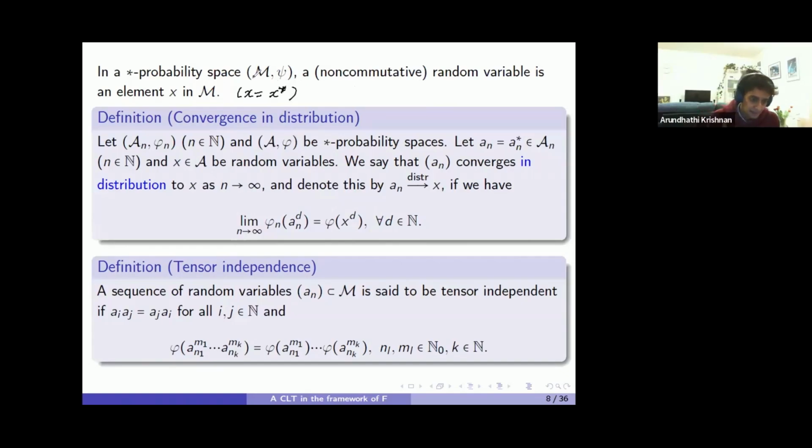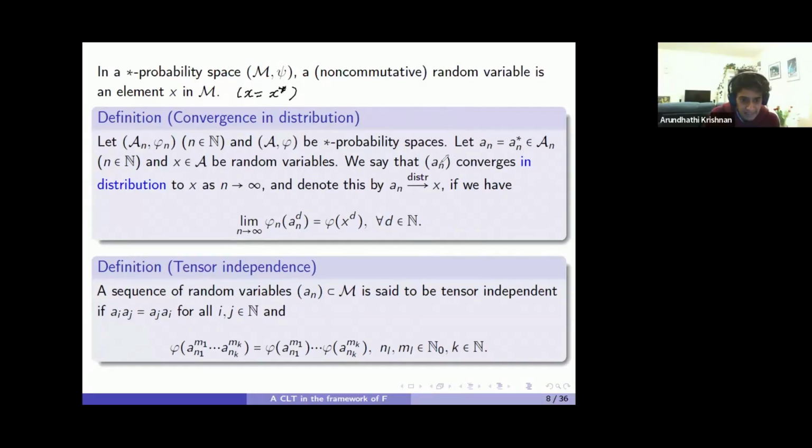Okay. And here also we will define the notion of convergence in distribution. So we take (A_n, phi_n) to be a sequence of star probability spaces and (A, phi) to be another star probability space. And we take this sequence of random variables, which just means elements a_n of capital A_n, each of which is self-adjoint. And we'll take x to be an element of A, another random variable.